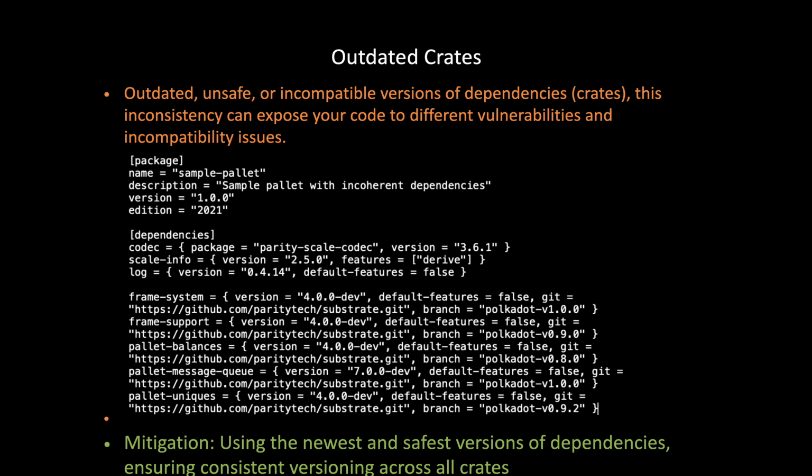This is also a common problem among blockchain and non-blockchain developers, especially when your code comprises a large number of external dependencies or crates. So how to mitigate that? You can use the newest and safest version of dependencies, ensuring consistent versioning across all your crates.